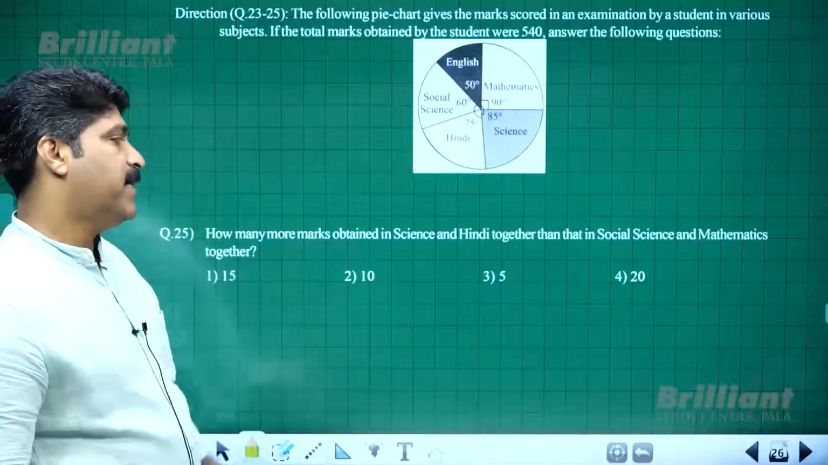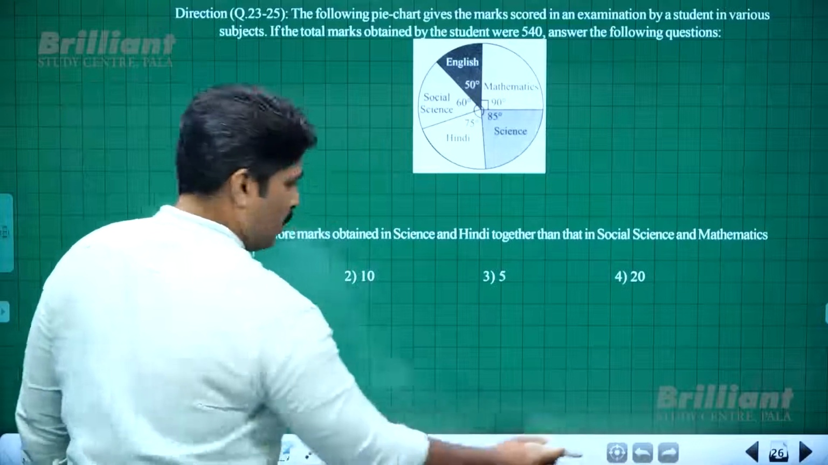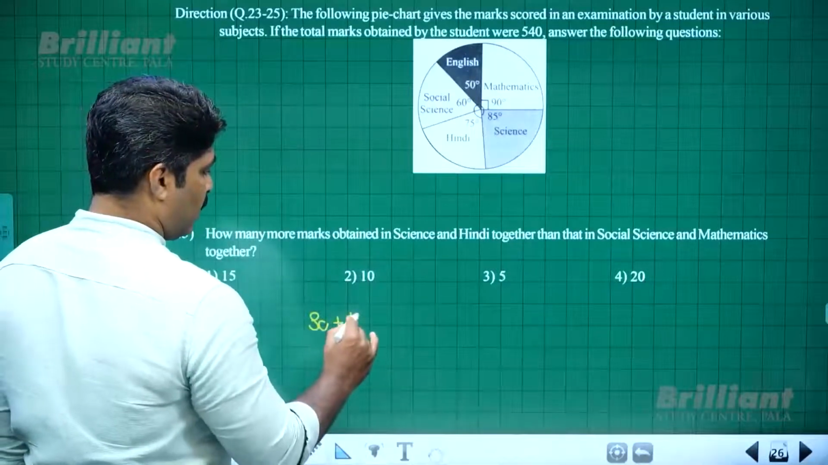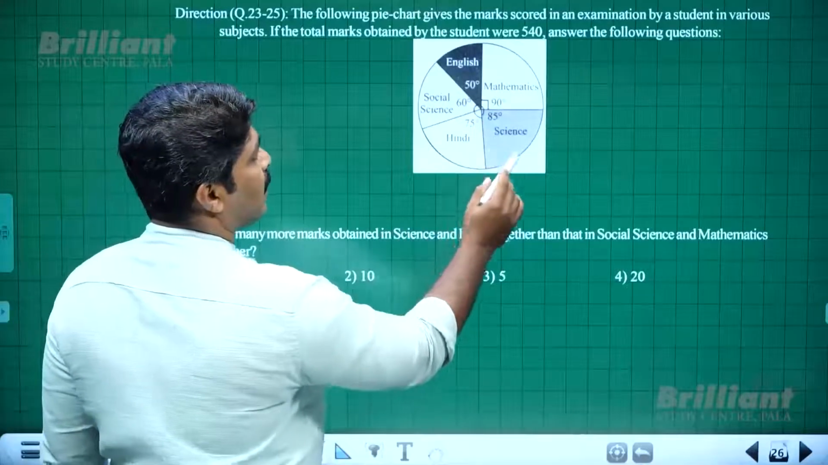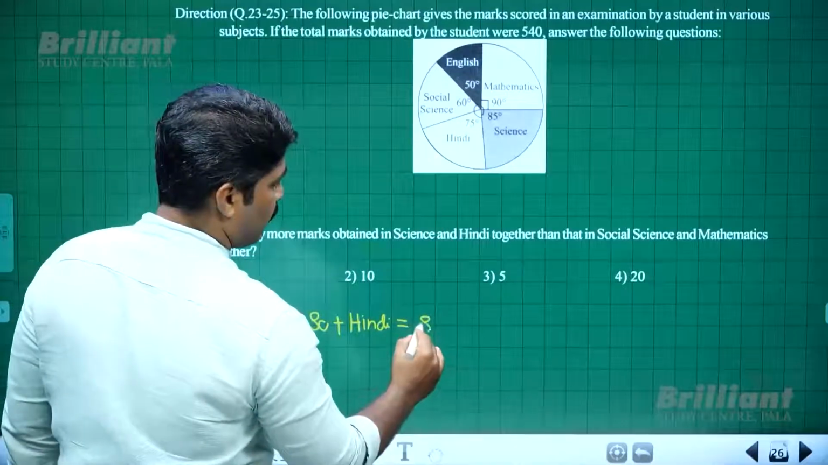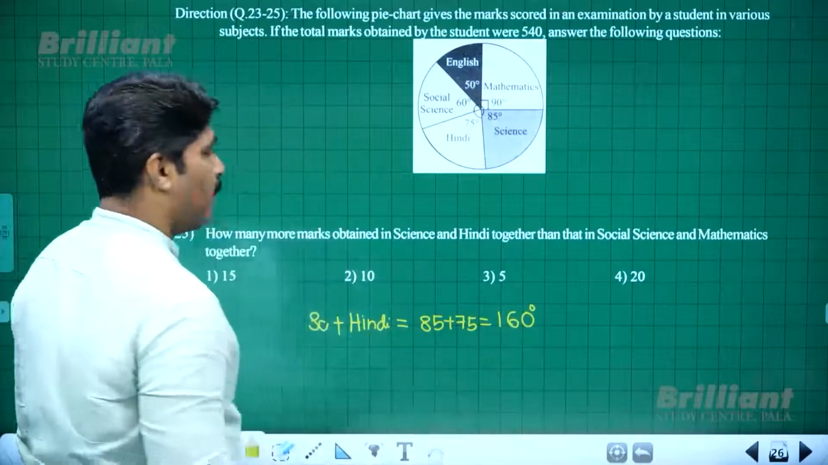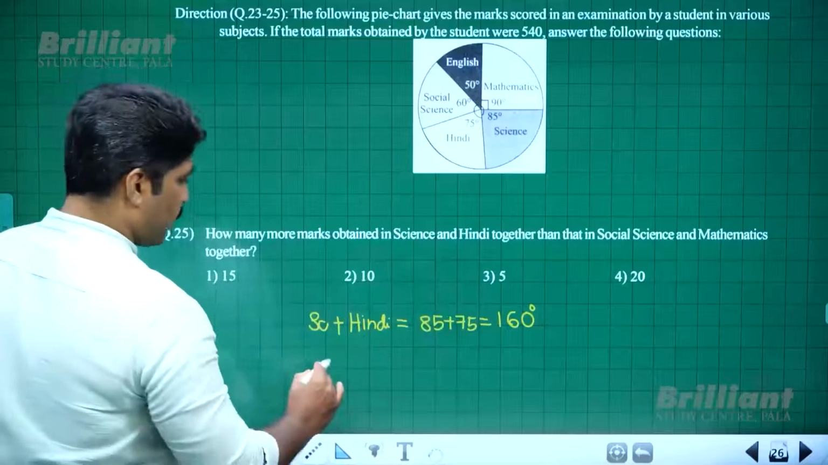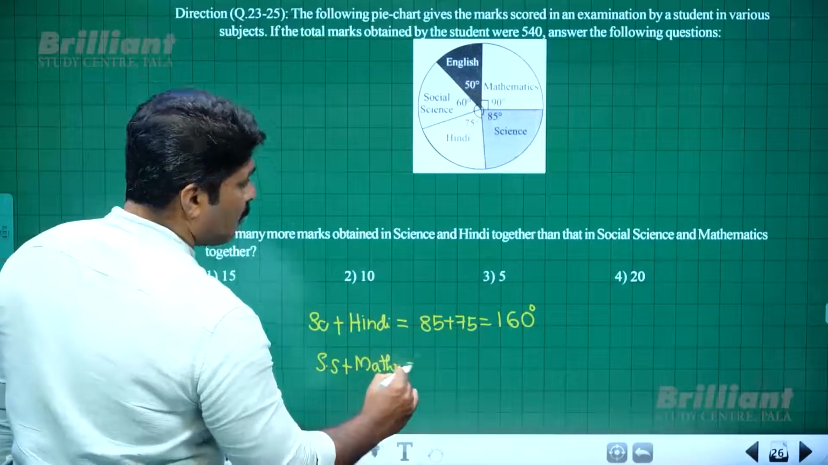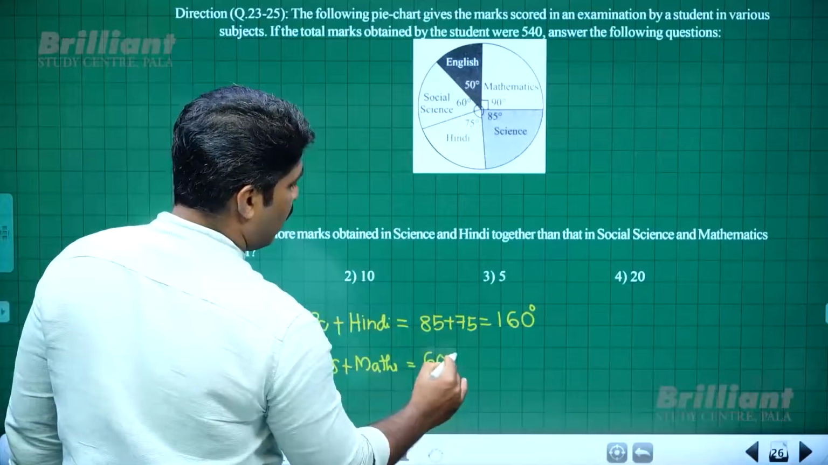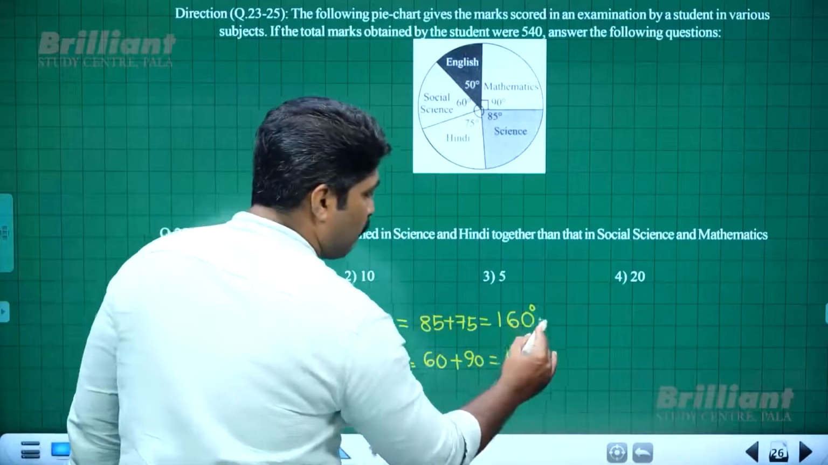How many more marks were obtained in science and Hindi together than social science and mathematics together? So what is science and Hindi together? Here 85 and 75. 85 plus 75, that is 160 degree together. Then social science and maths together. Here social science is 60 degree and maths is 90 degree. So that is 150.